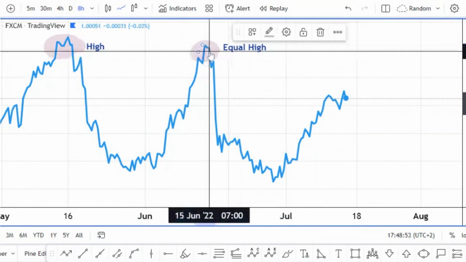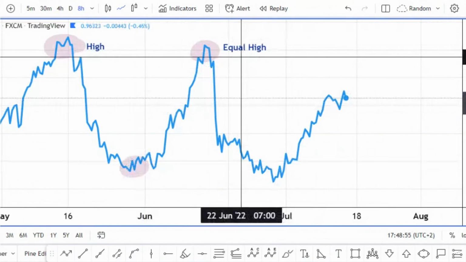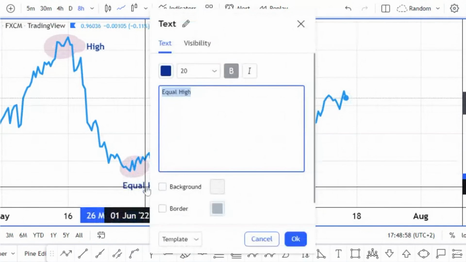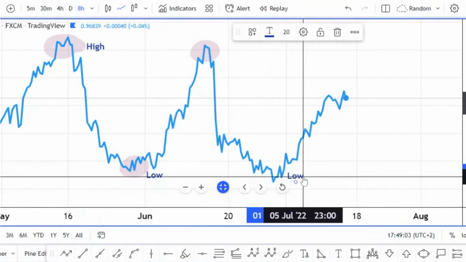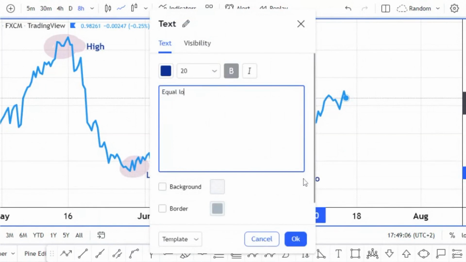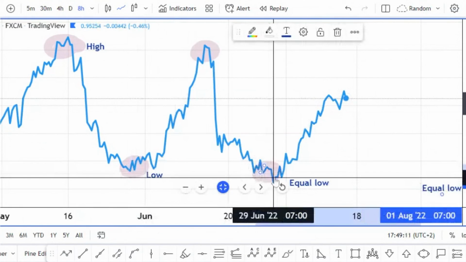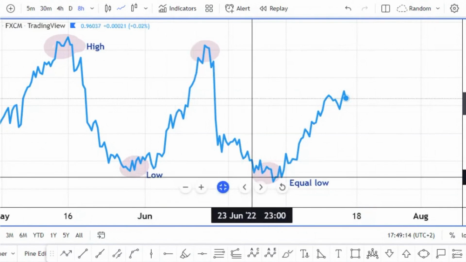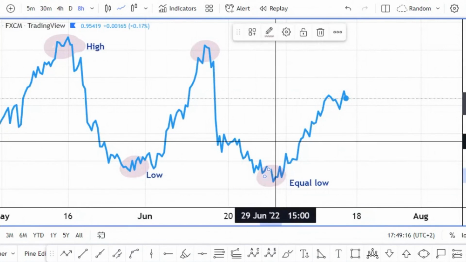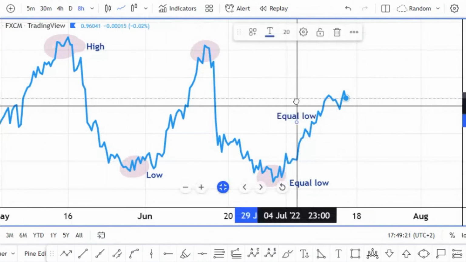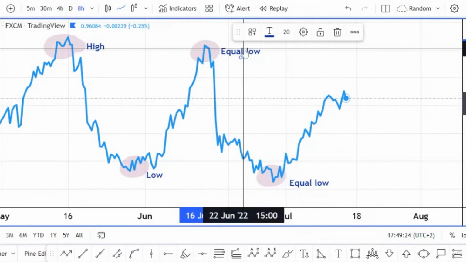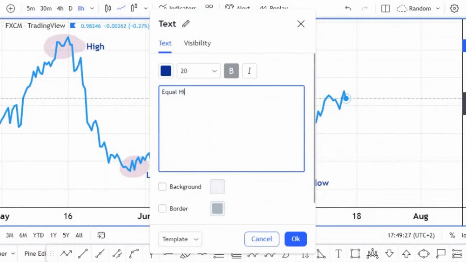Okay, what is this? It's a low. What is this? It's an equal low. So overall, this is the chart for the US dollar versus the Swiss franc. If I ask you what is the dollar versus the Swiss franc doing, is it going up, going down, or doing nothing? You will tell me basically it's doing nothing.